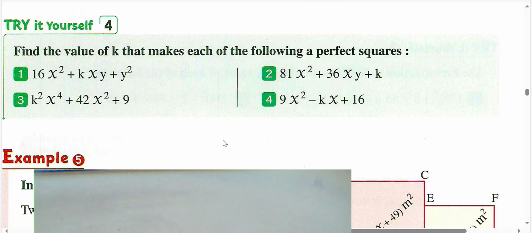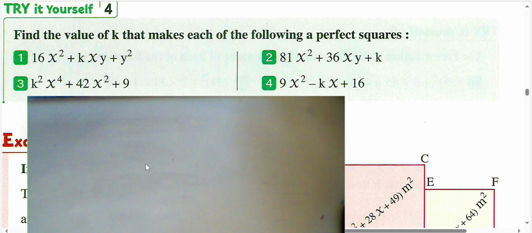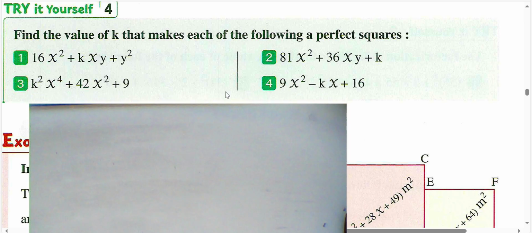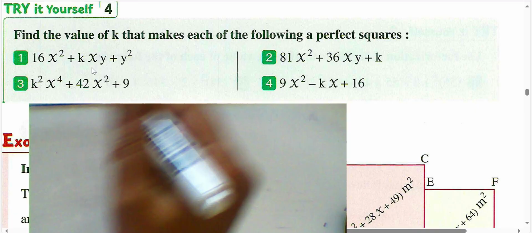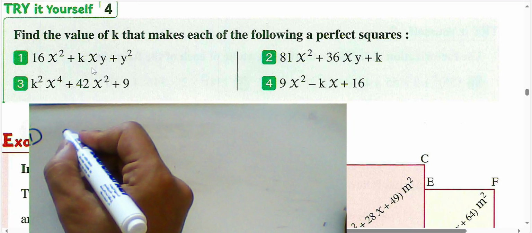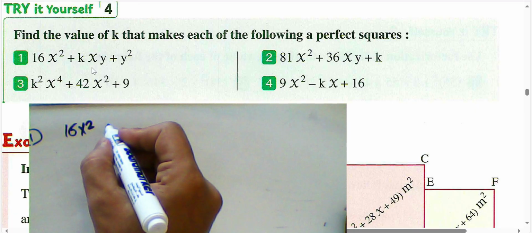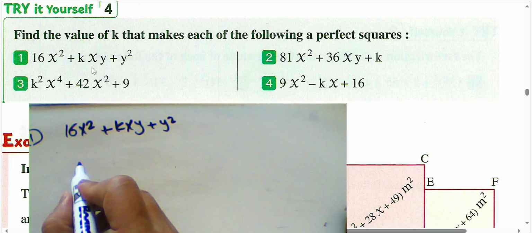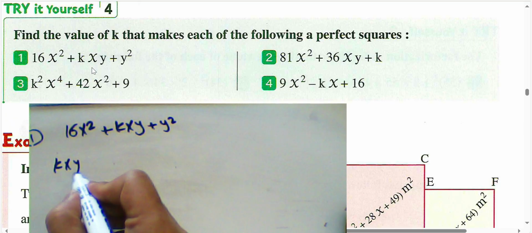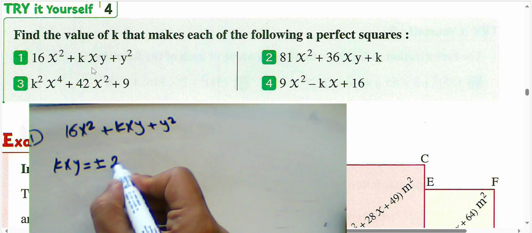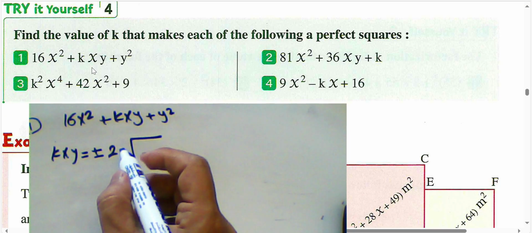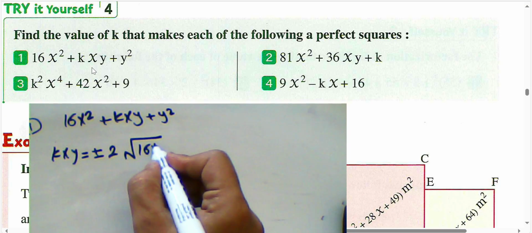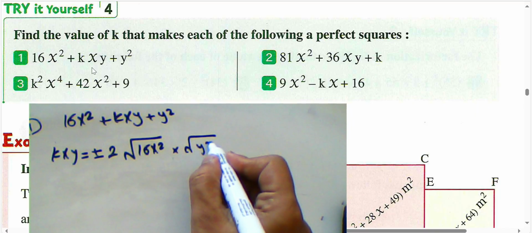Try yourself number 4. Find the value of k that makes each of the following a perfect square. Okay, tell us in the example here perfect squares, and we can find about question number 1. We have 16x power 2 plus kxy plus y power 2. We know kxy equals positive or negative 2 product by the square root of the third and the first, 16x power 2 times the square root of y power 2.